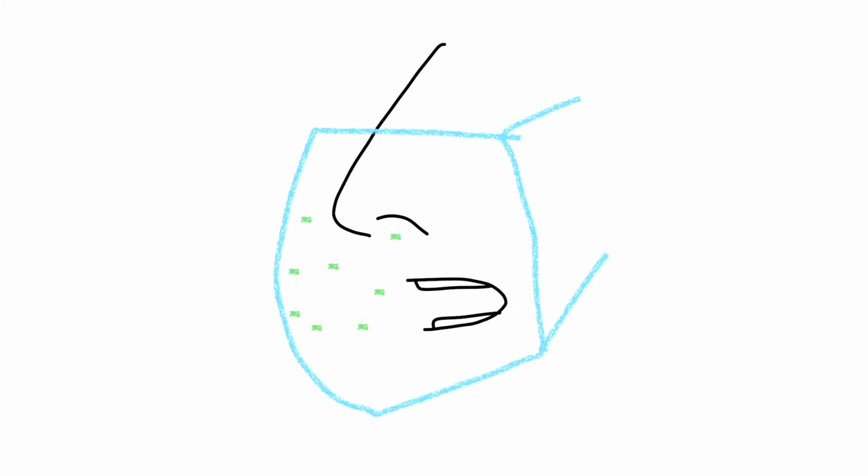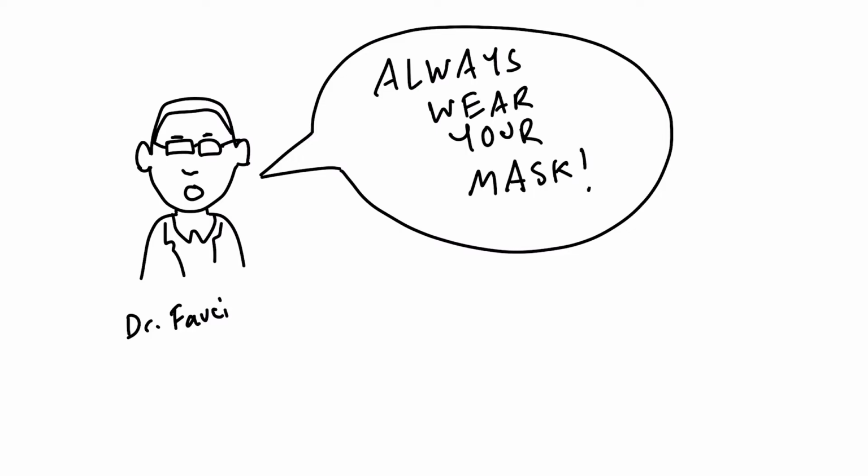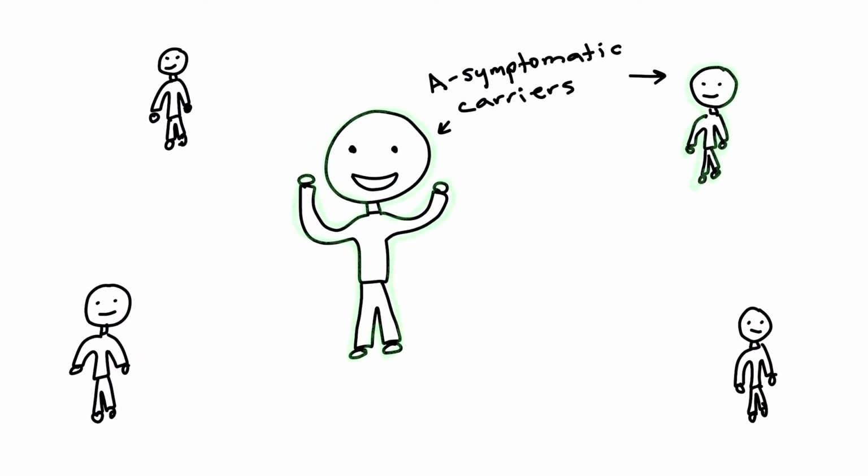The reason why top health officials advise wearing a mask at all times in public is that COVID-19, unlike other viruses, can be spread by asymptomatic carriers. This means that you could still have and be spreading the virus without showing any symptoms of it.